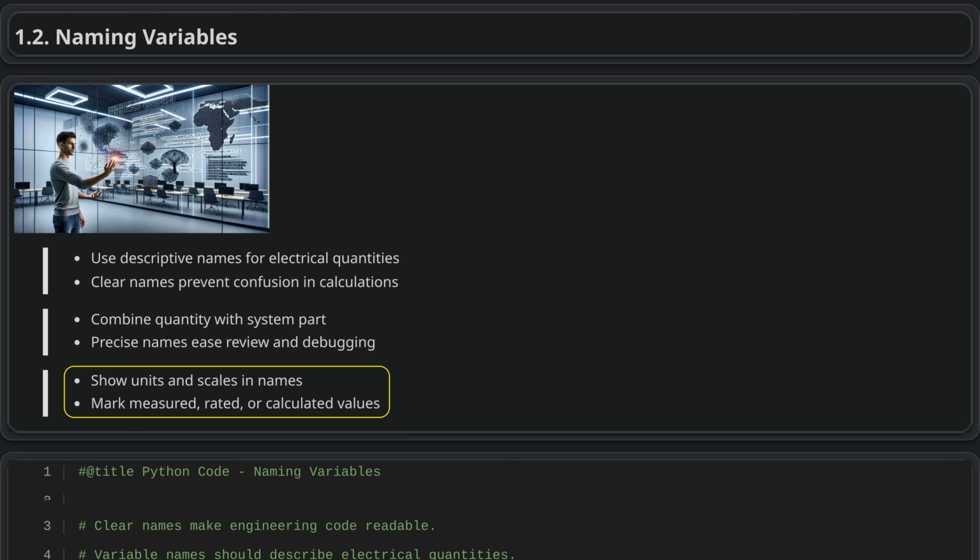Clear names in Python make engineering calculations safer by showing what each number represents. Because Python does not know whether a value is in volts, ohms, or joules, names should make units, assumptions, and whether values are measured or calculated obvious. This discipline helps prevent unit mix-ups and turns raw numbers into a clearer description of the system.